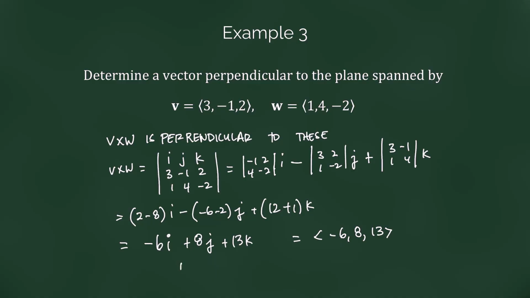And it's also the case that any multiple of that vector works, except for the 0 multiple. So this was v cross w, and notice we could also do w cross v. W cross v would work just as well. It would just be pointing in the opposite direction, but still perpendicular to our two original vectors and therefore perpendicular to the plane that those vectors span.